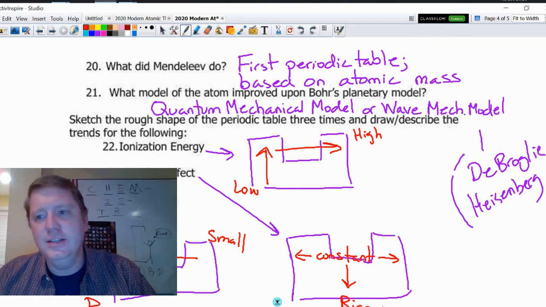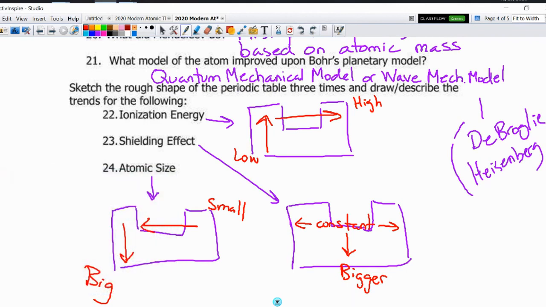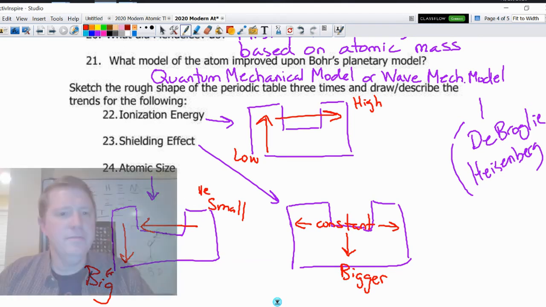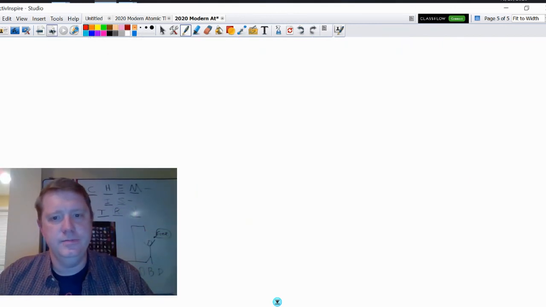And then we had the trends for ionization energy, shielding effect, and atomic size. Make sure you know which ones are the smallest and the biggest. I like to say that helium is small and francium is big. I like to use those 2 points, helium and francium, to really anchor my understanding of the trends.